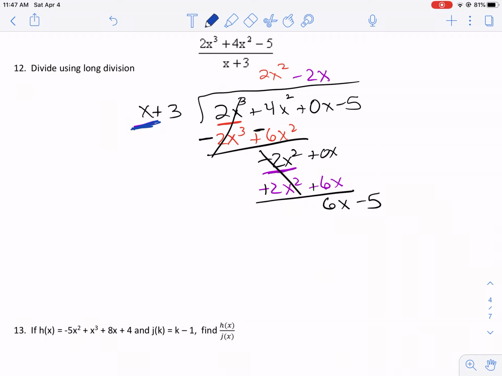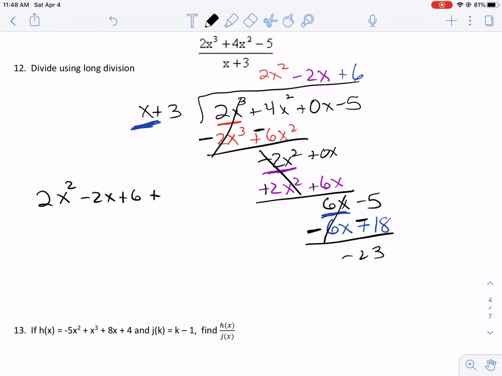And what do I multiply x by to get a 6x? I multiply it by a 6. Distribute your 6, you get 6x plus 18. Subtraction step, change both the signs, and we get negative 23. So final answer is 2x squared minus 2x plus 6 plus a negative 23 over x plus 3.